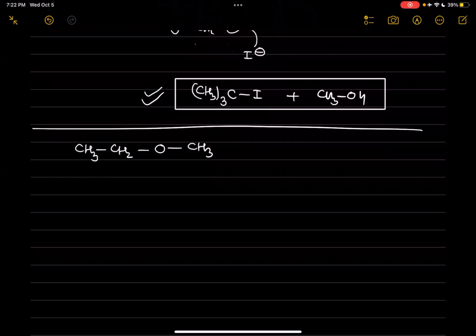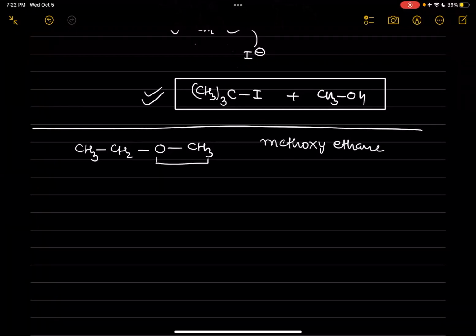Anushka, tell me, what is the name of this ether? Something methyl, sir. Methoxy. The smaller alkyl group you are going to take with the oxygen. Methoxy ethane. The IUPAC name is going to be ethyl methyl ether. The common name. This is the IUPAC.